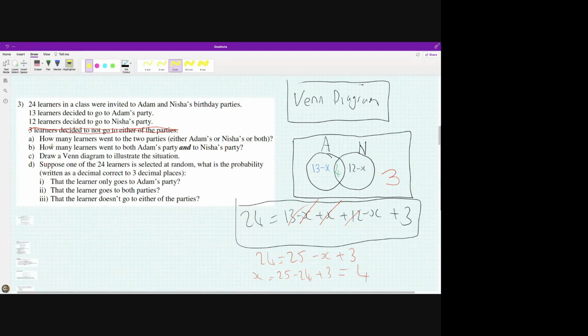I want you to tell me, okay, we've done this first one already. So it says, how many learners went to the 2 parties, either Adam or Nisha or both. Well, this is going to be 13 minus 4, so that's going to be 9. And this is going to be 12 minus 4, which is 8. So I want to know from you, how many learners went to the 2 parties, either Adam or Nisha or both? Tell me in the chat, or put your hand up to let me know how many students went to a party.